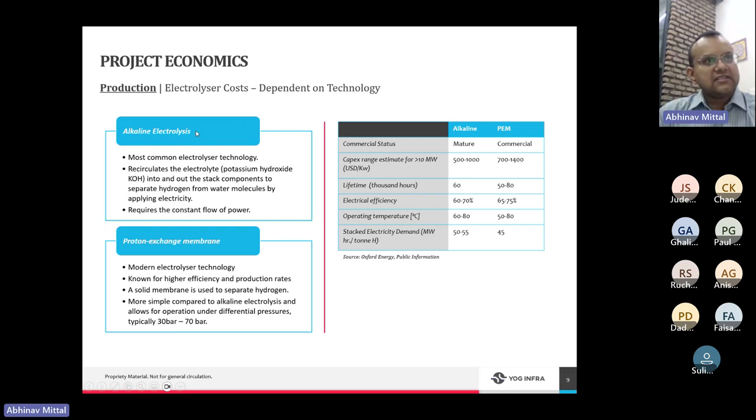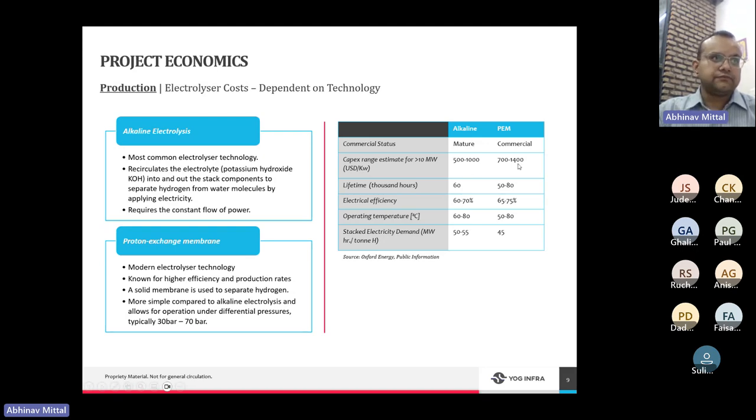So alkaline electrolysis is the most mature technology in the market. It would be good for you to make note of these numbers, if you're carrying a notepad, because this is what you should see as the electrolyzer cost in your models. For an alkaline electrolyzer, the cost would be around 500 to 1000 USD per kilowatt capacity. And for PEM, that's slightly more expensive, at 700 to 1400. These are the rates as of 2022. In 2023, these rates are set to drop by another 10 to 15% as the technology evolves. But these are the latest rates that are still being used for the financial assessments that we are doing for our clients.